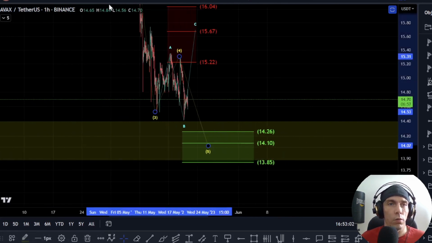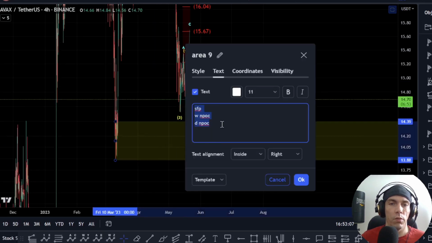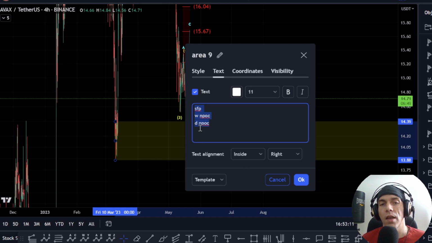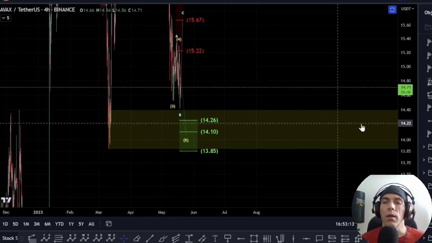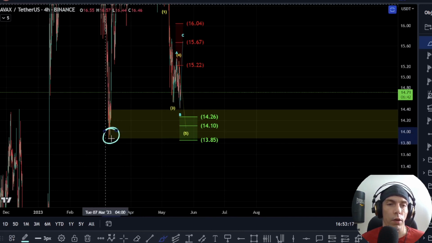Now this all ties into coming back into this yellow box here, and now within this yellow box what we do have is we have a weekly naked point of control as well as a daily naked point of control. One thing I am also looking out for here is the potential to actually swing fail this low.